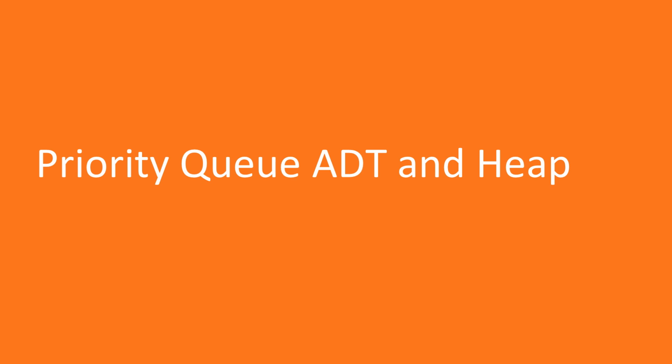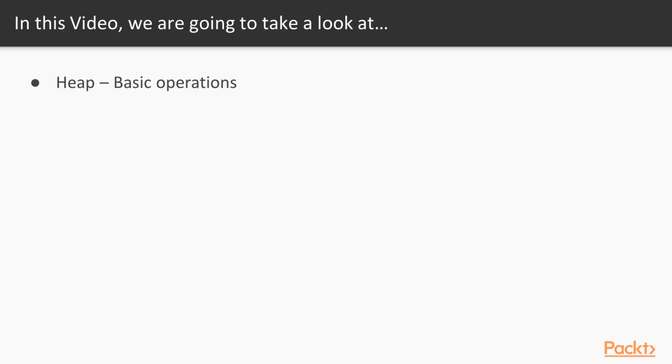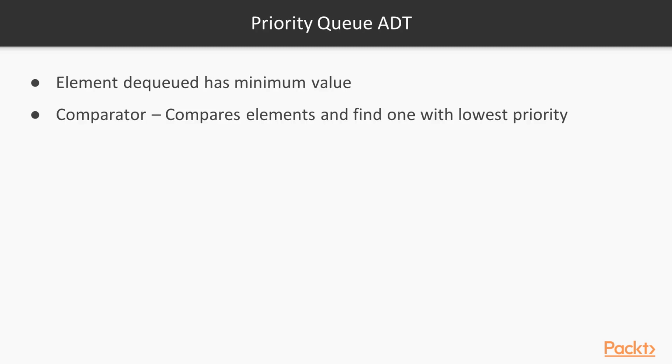Now we move on to the first video of this section that deals with priority queue ADT and heap. In this video, we will perform basic operations on the heap using priority queue. Let's start with a priority queue ADT. A priority queue is like a queue in that you can enqueue and dequeue elements. However, the element that gets dequeued is the one with the minimum value of a feature, called its priority. We will use a comparator to compare elements and learn which one has the lowest priority.